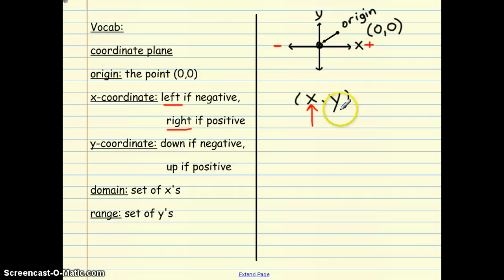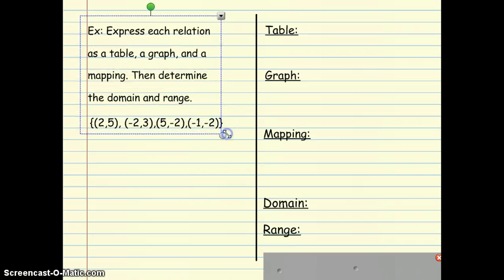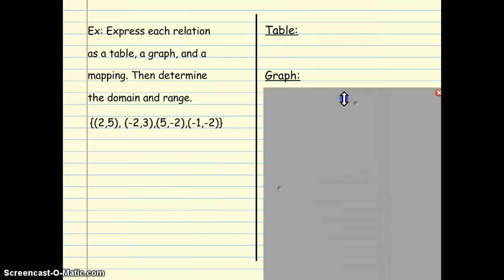And your y coordinate is going to go down if it's negative and up if it's positive. So this is the negative y direction and this is the positive y direction. Another word we're going to use today is domain, and it refers to the set of x's, and the range refers to the set of y's. The first thing that we're going to do is express each relation as a table, a graph, and a mapping, and then we're going to determine the domain and range.